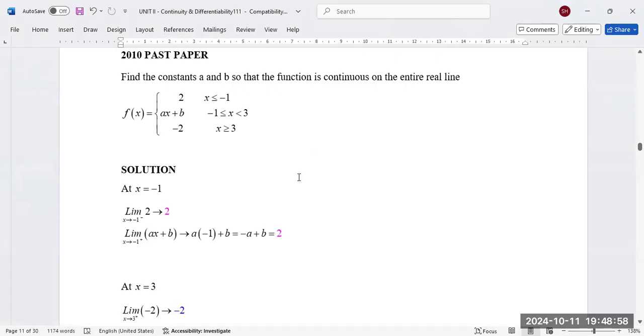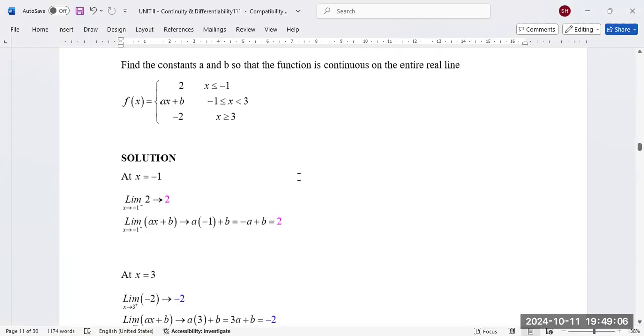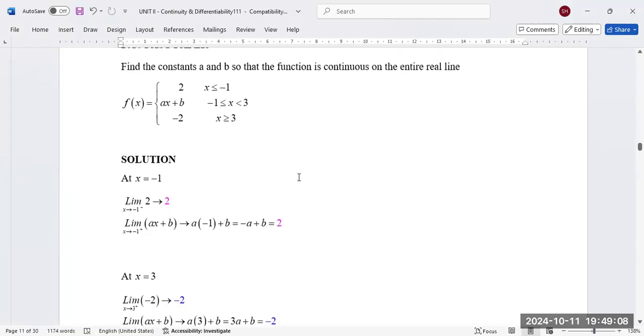All right? Some of you got it right. Some of you, I believe the science is the problem. Let's go through the question quickly. It says find the constants a and b so that the function is continuous on the entire real line. And it gave you f of x is equal to 2, such that x is less than or equal to -1, and ax plus b, such that x is greater than or equal to -1 but less than 3, and -2, x is greater than or equal to 3.